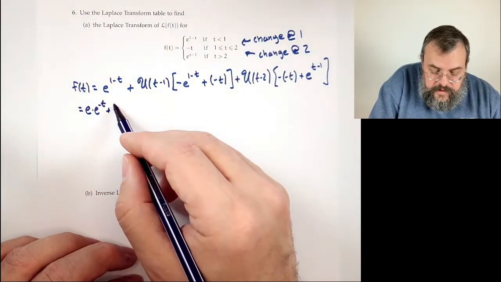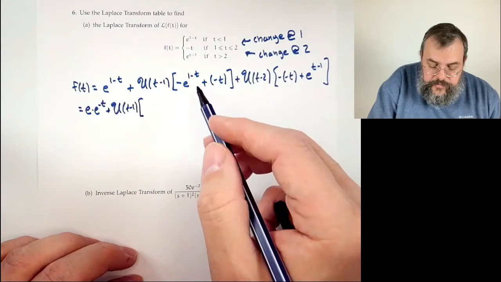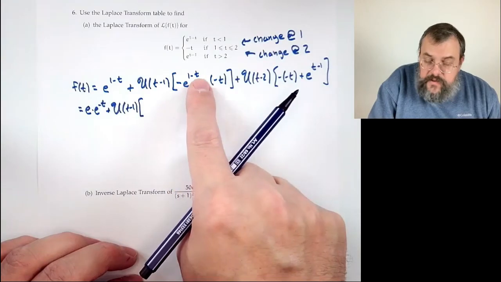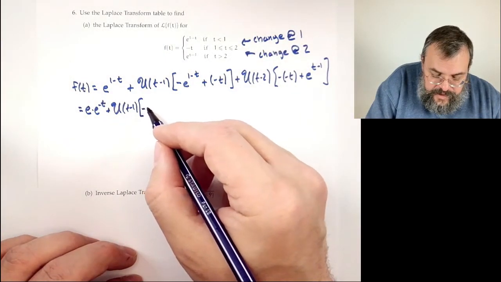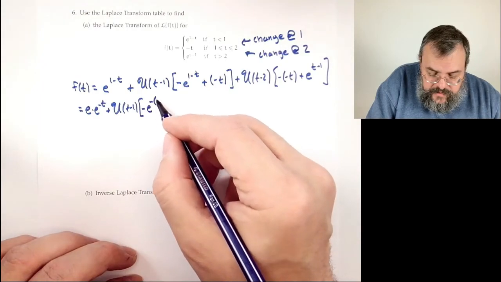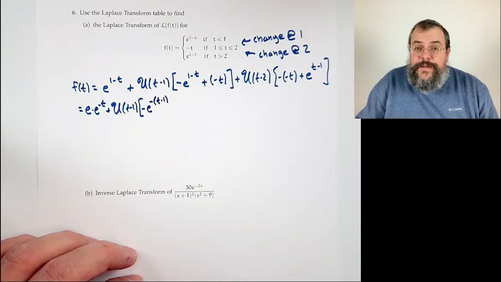Plus unit step function, t minus 1. And here, I want to make this look like t minus 1. Well, it's so close. So we'll write it as minus e to the minus t minus 1. Okay, that's fine. That fixes that.